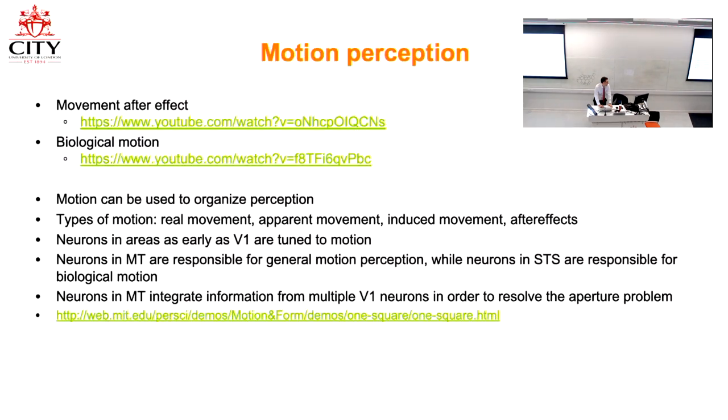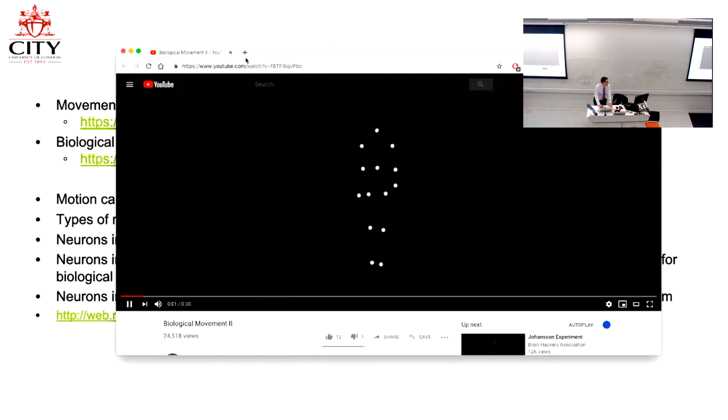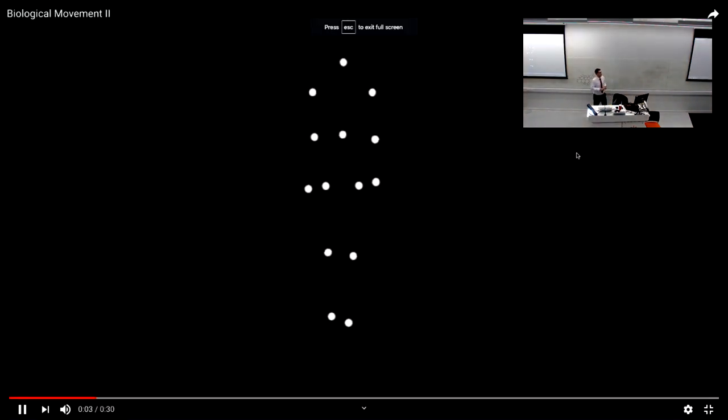And another one to see how much information we actually need. Look at this video. With only 10 points or 12 points, how many are they? 2, 4, 6, 8, 10, 12, 15-ish? With only 15 points, you can detect movement. What's happening? It's going up the stairs, downstairs. In a car, I would say. Yeah, what is it doing?